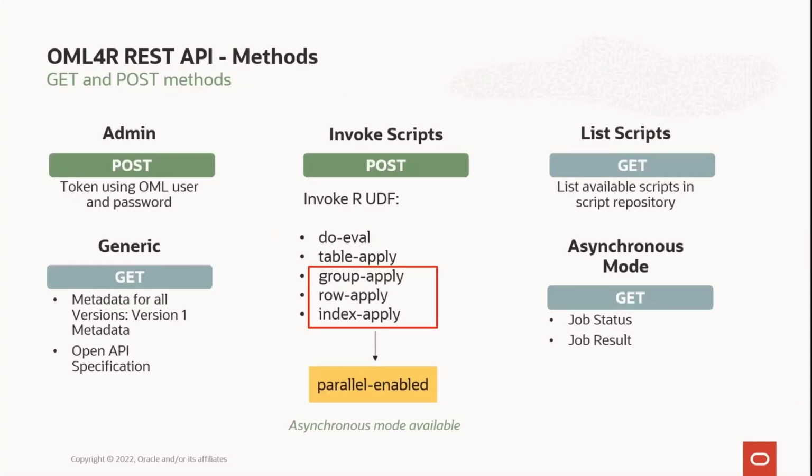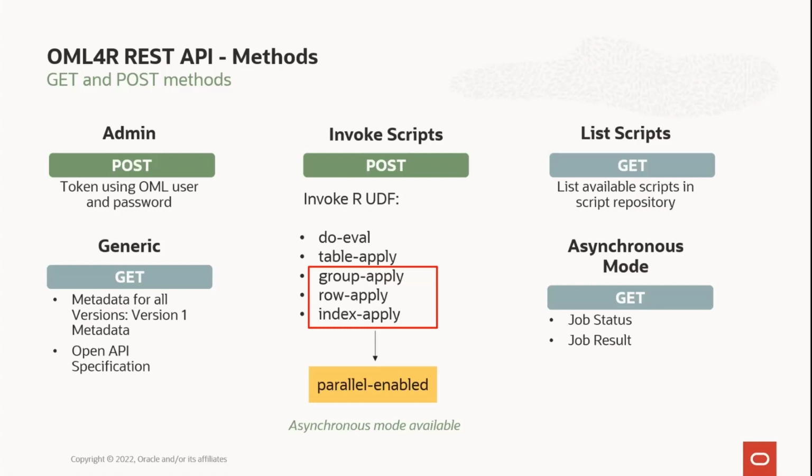And these are all of the OML4R REST endpoints and their methods. The administration components are for getting the authorization token. The generic components are there so that you can view the OpenAPI specification. And then we can list and invoke the scripts that you have available to you, which will be either the scripts that you've created and saved, or scripts that another database user has saved and shared with you. And again, group apply, row apply, and index apply, those are parallel enabled.